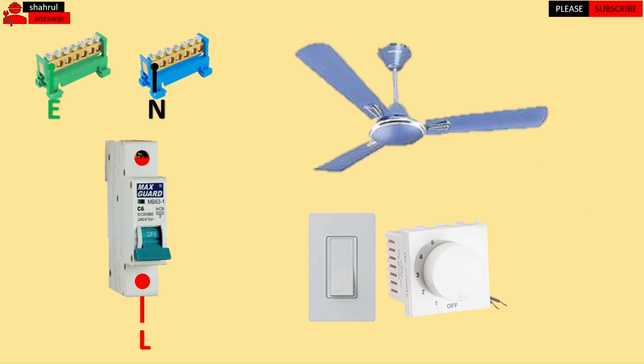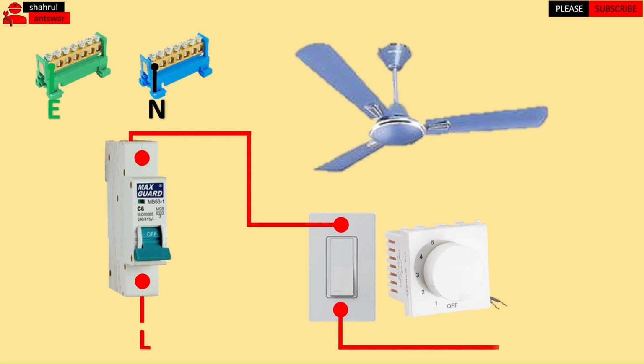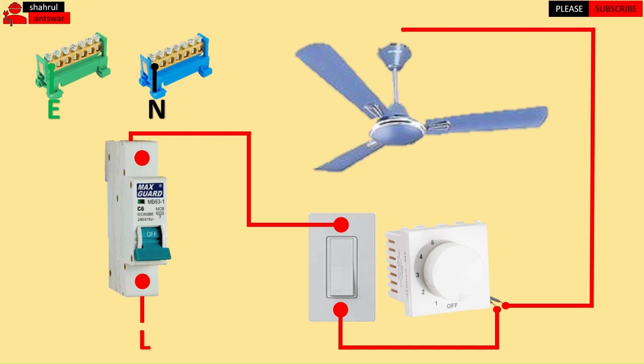A single pole switch is used to turn the fan on and off. The fan regulator is used to control the fan rotation speed. The usual connection is from the MCB to the one-way switch, and then to the fan regulator before finally connecting it to the fan. For fans that use remote control, a fan regulator is not needed because this regulator is already included in the fan.